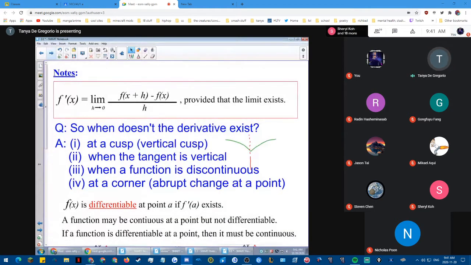At a corner or abrupt change at a point. So let's think of another function that we haven't mentioned in this course yet. What's another function that has an abrupt change that you guys know of? Absolute value. Yes, thank you. Absolute value function. The absolute value function comes to a point, just like a cusp does. And so it also has an undefined limit there, so therefore the derivative does not exist at that middle point, where the two lines meet. Yeah? Good. Excellent.